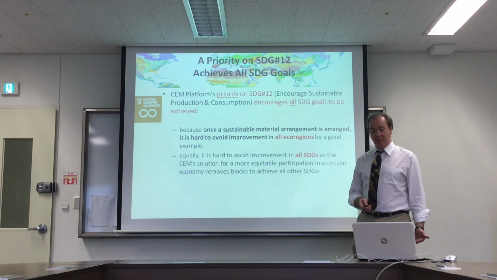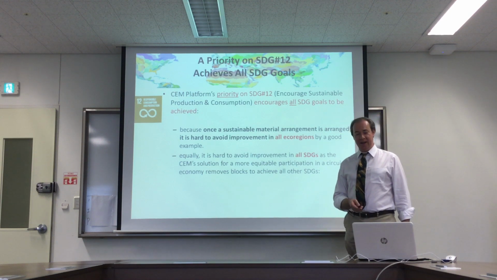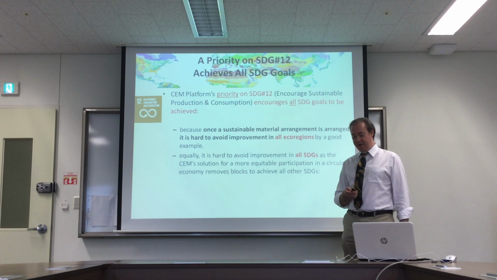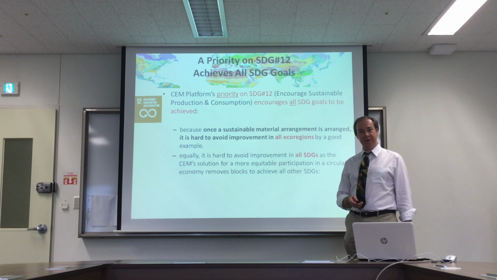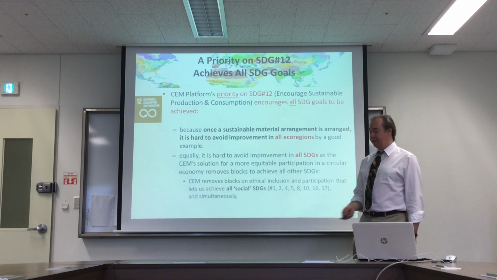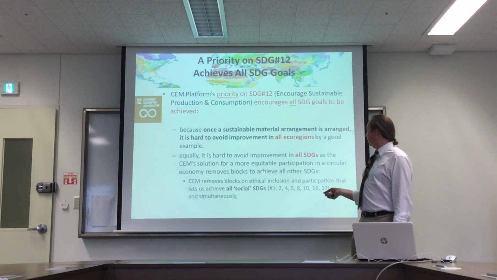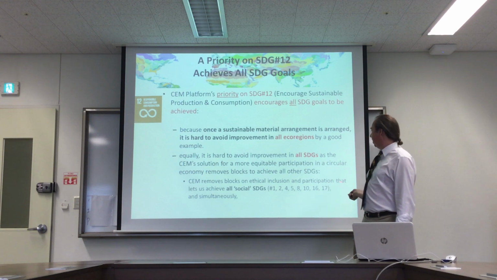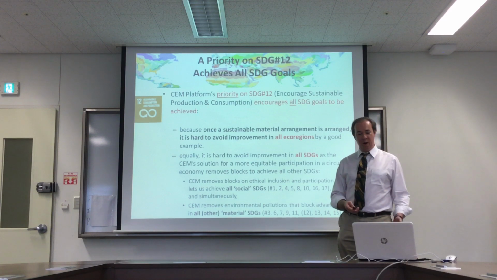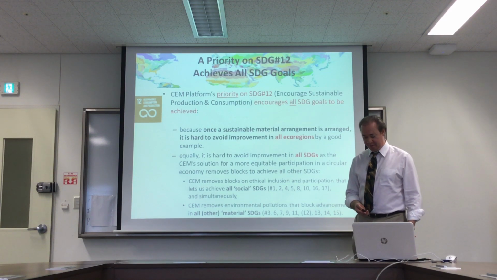Equally, it's hard to avoid improvement in all SDGs as a CEM solution for a more equitable participation in a circular economy removes blocks to achieve all other SDGs. It removes the blocks on ethical inclusion and participation that lets us achieve all social SDGs, which is those numbers. Also, the CEM platform removes all the environmental pollutions that block all advancement on the other material SDGs.